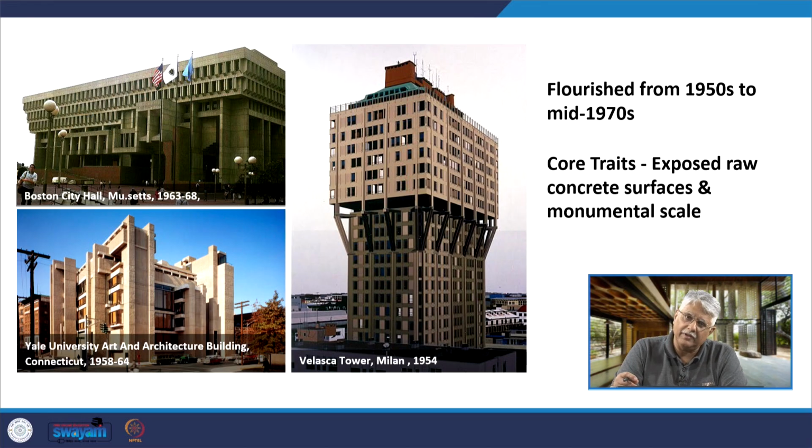Even in the 21st century we find examples of architects making brutalist buildings. For example, in India we have Matharoo Associates, who are known for brutalist work. So the core traits of brutalism are exposed raw concrete surfaces and usually a monumental scale. For example, whether we see the Boston City Hall in Massachusetts, the Yale University Art and Architecture building by Paul Rudolph, or the Velasca Tower in Milan in 1954.